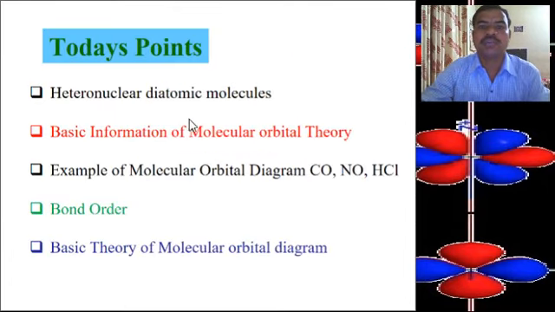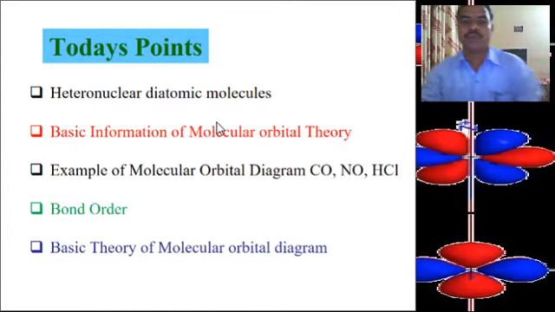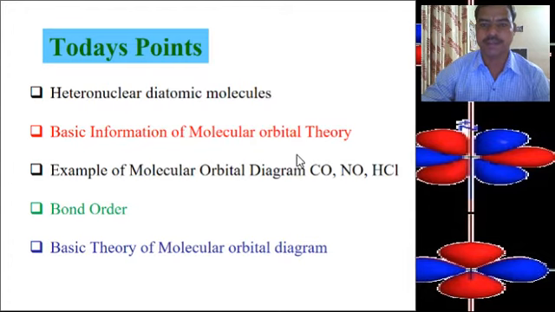Here, the heteronuclear diatomic molecules. What is the actual meaning of a heteronuclear diatomic molecule? Basic information of molecular orbital theory. Examples of molecular orbital diagrams: carbon monoxide, nitric oxide, HCl, bond order of these molecules, and lastly basic theory of molecular orbital diagrams.